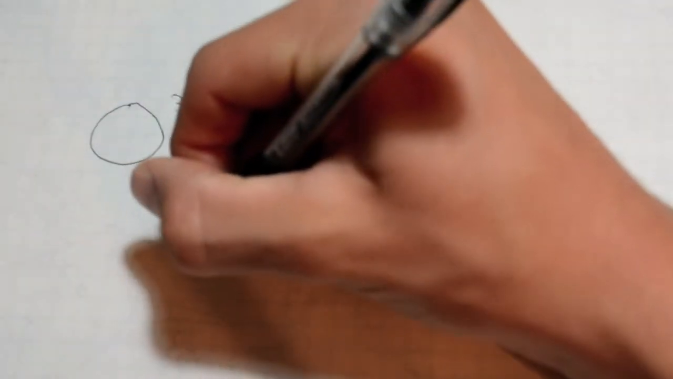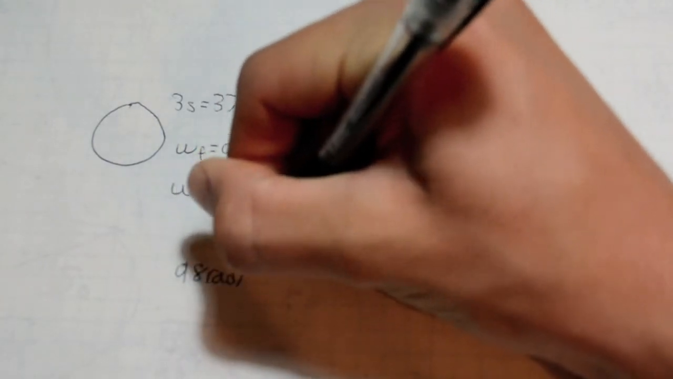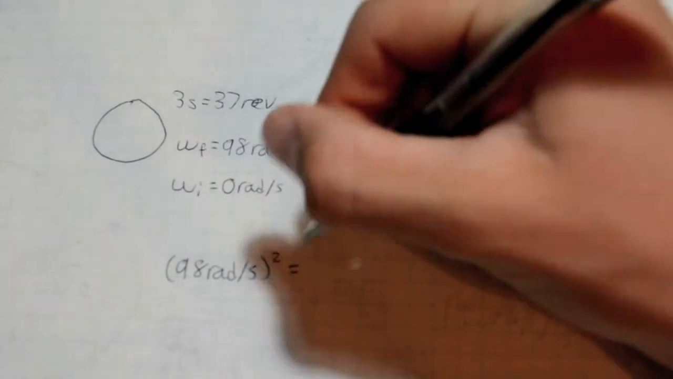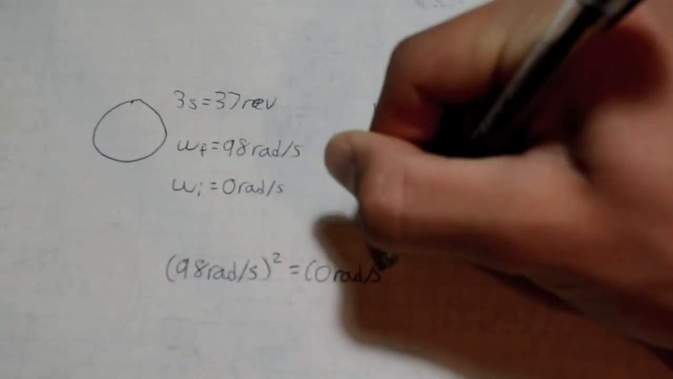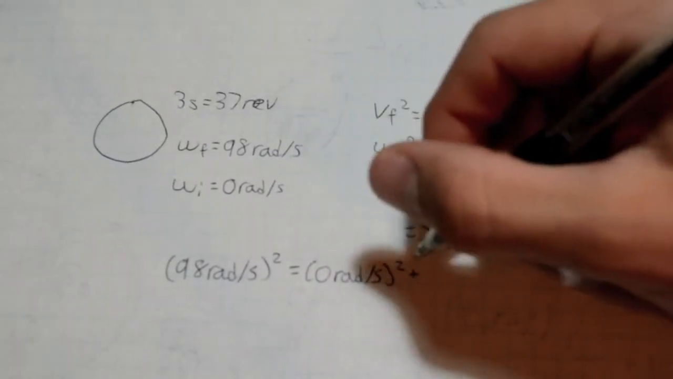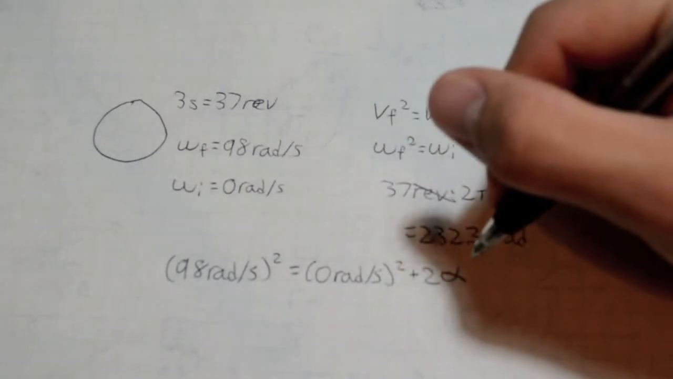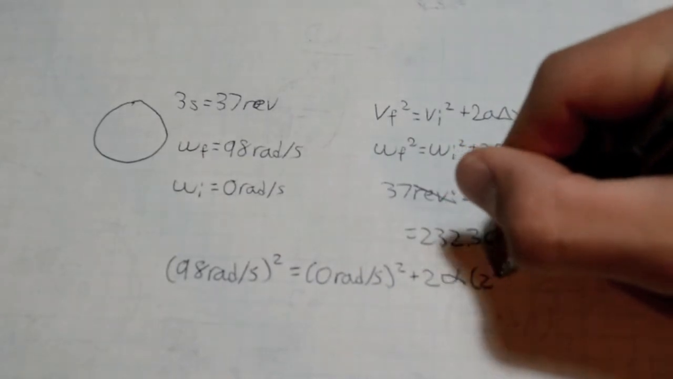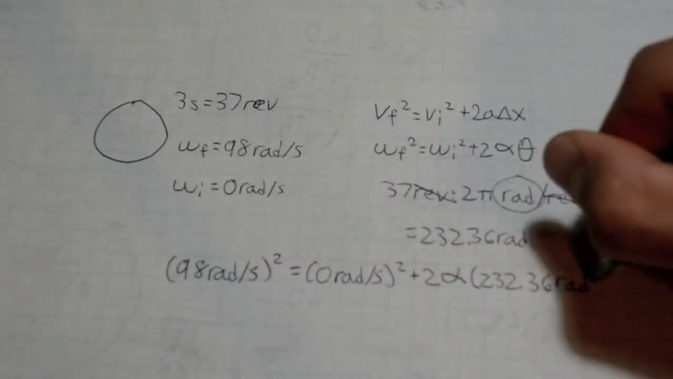That is then 98 radians per second squared equals 0 radians per second squared plus 2 alpha. We're leaving this as alpha because that's what we're looking for. 232.36 radians.